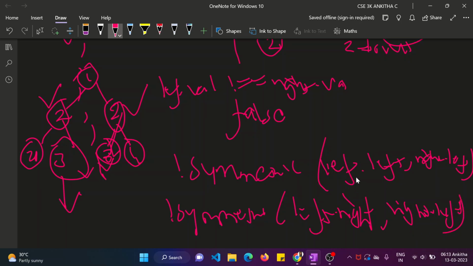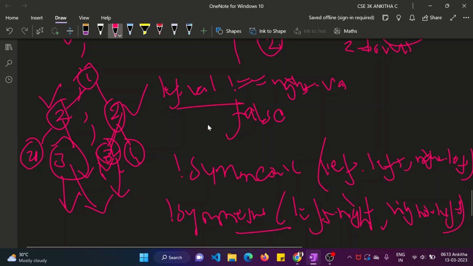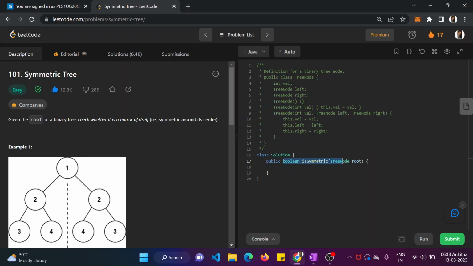So once you give this, then it will check whether both these values are null, or one of these values is present, or the values present are the same or not. If none of these conditions is satisfied, it becomes false, then you go for symmetric again. Again, you go and perform the recursive call. So, this is the logic part for the code. Once you program this, we'll understand this better.